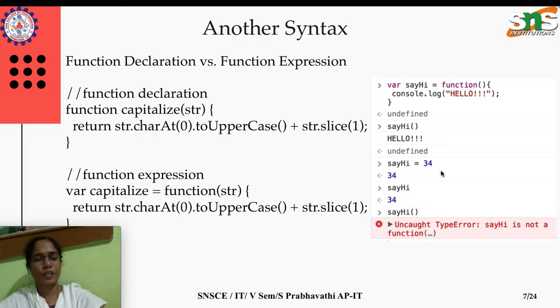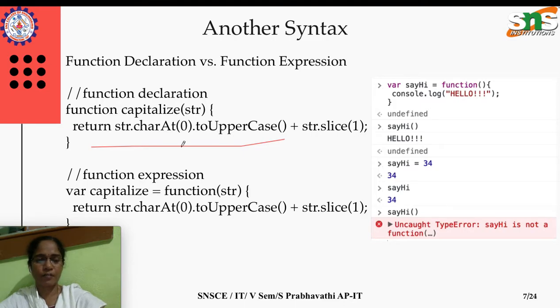There are two different ways of having function declarations. One is the syntax we have seen: function, then the function name, then the arguments, which may or may not be taken, and the block of the function.